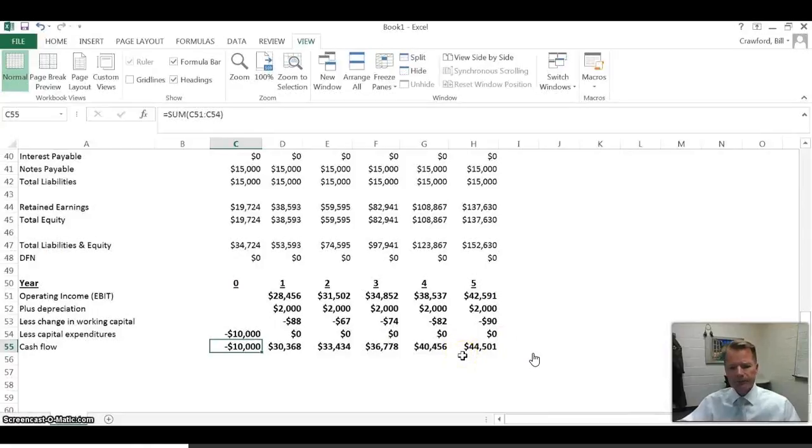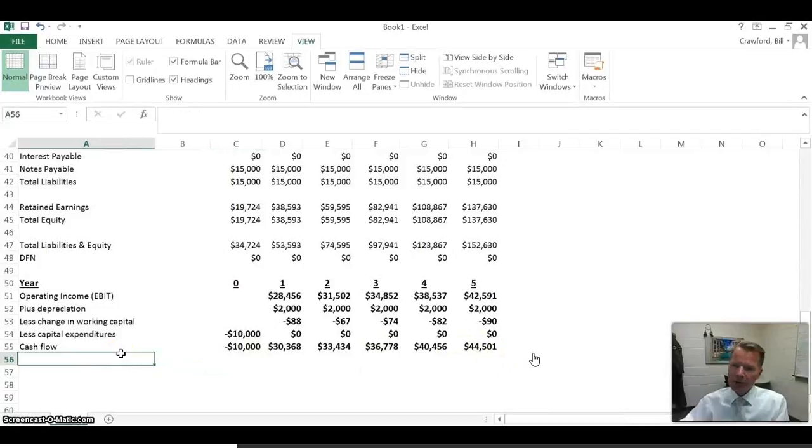But what would you rather have? Would you rather have $44,000 5 years from now, or $44,000 today? Well, I hope your answer is today. And so the way we factor in the fact that the money's coming in the future is called the net present value. So I'll put that in here, present value. How do you do that?